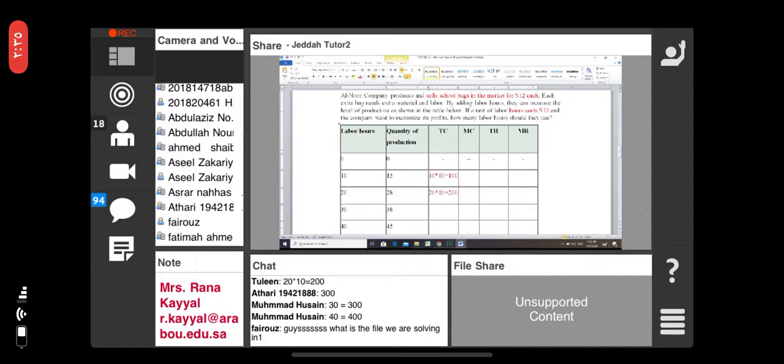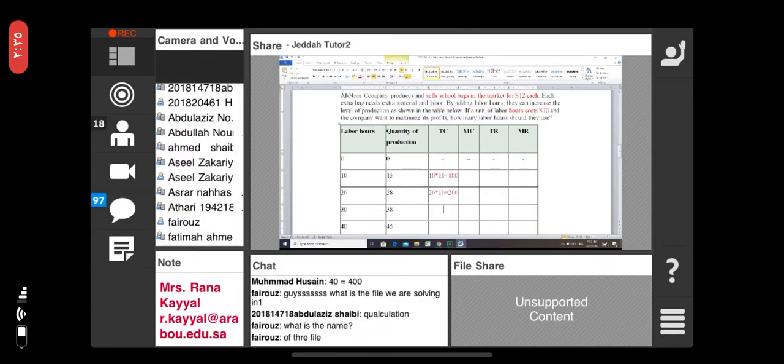This is a new file, Fairuz. You don't have it. They are looking for me. They are asking, I want to fill in this table. To fill in this table, I have to calculate the total cost. Total cost is usually the cost of production. Here I have the quantity produced. Usually the quantity produced I will sell in the market.